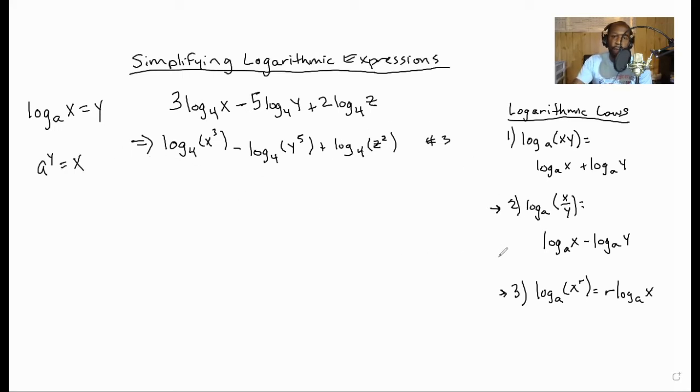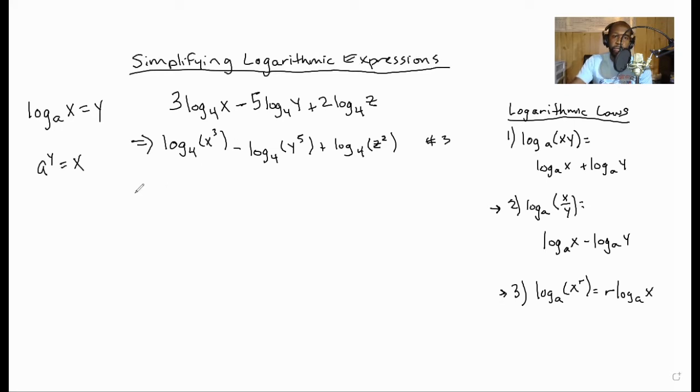All right, so logarithmic law number 2 says if you have a log minus a log and they have the same base, then that argument on the inside, you can combine those into one log where those arguments are the first one divided by the second. So that's going to apply to these two right here.